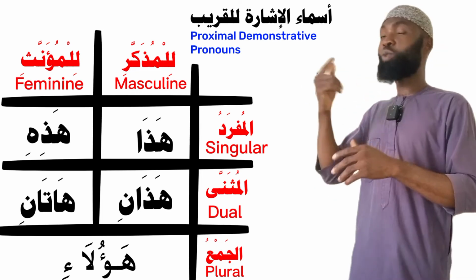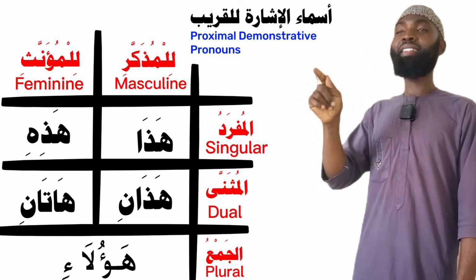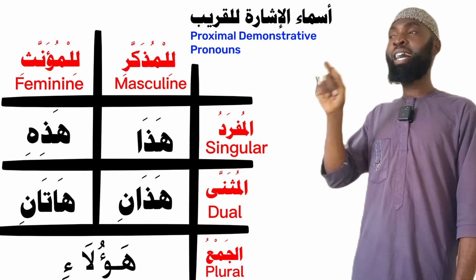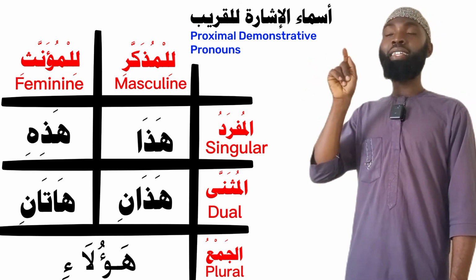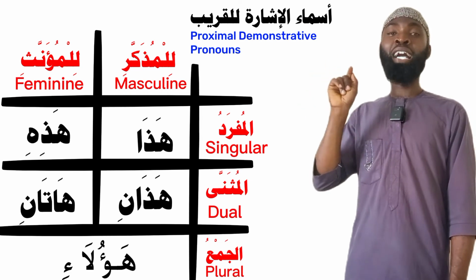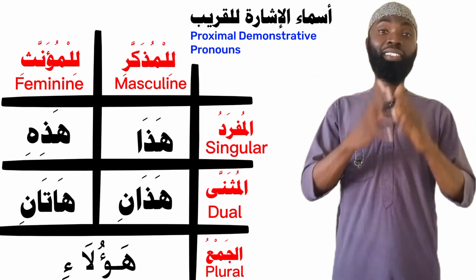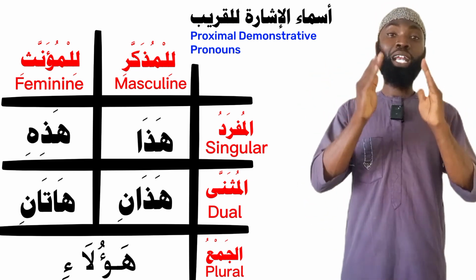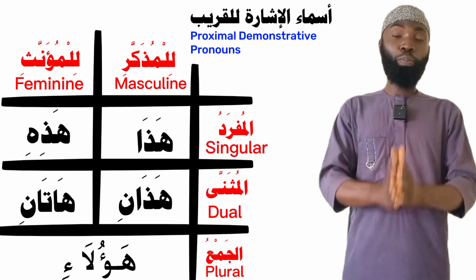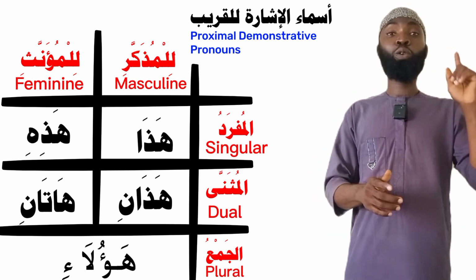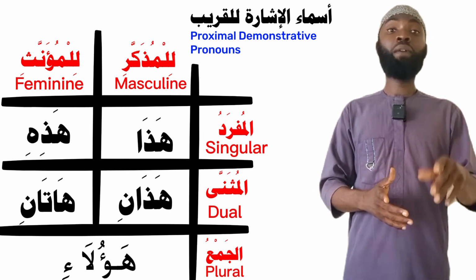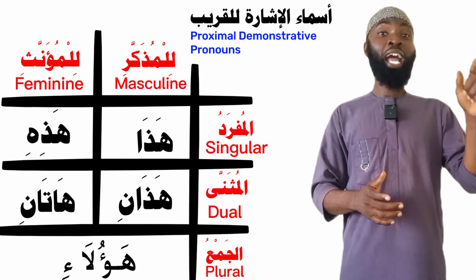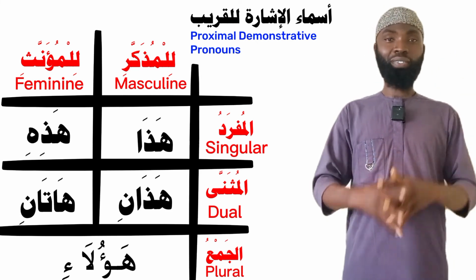To round up, let's quickly revise again. هذا هذه هذان هاتان هؤلاء. MashaAllah. With this, we come to the end of the episode of the day. When next we meet, we shall be discussing Asma'ul Ishara lilbaid, the distal demonstrative pronouns, where we have dhalika and ulaika, that and those.